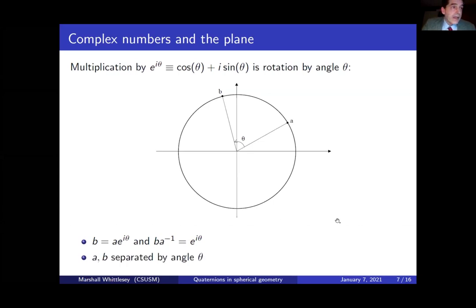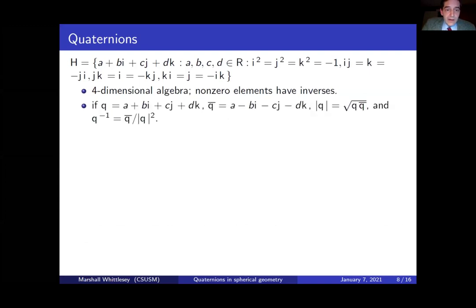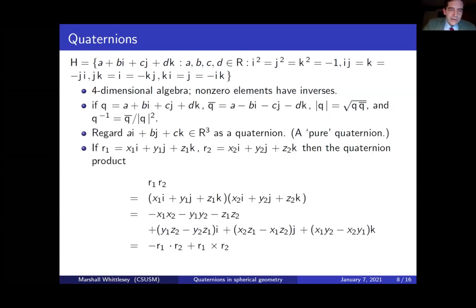Well, I want to generalize that to 3 dimensions using quaternions. Most of this, I think everybody is familiar with the basic properties of quaternions. We've seen them in earlier talks today. But the main thing that is a little bit different here is that I'm going to be focusing a lot on the so-called pure quaternions, which have real part 0. So ai plus bj plus ck is a pure quaternion, if there's no real part up front.